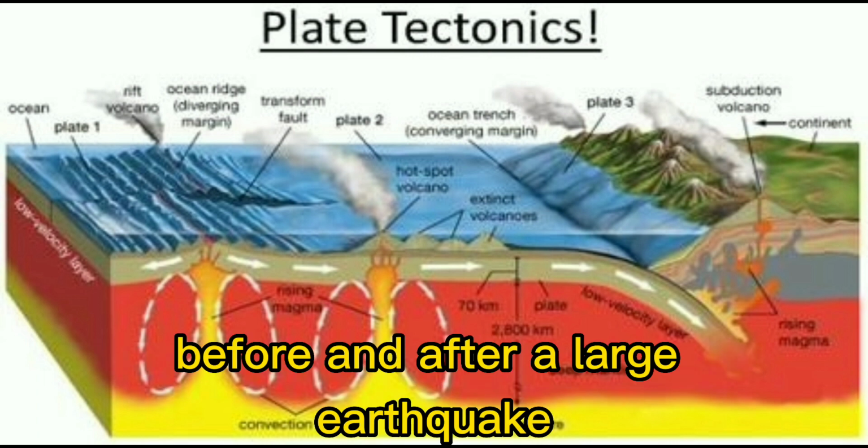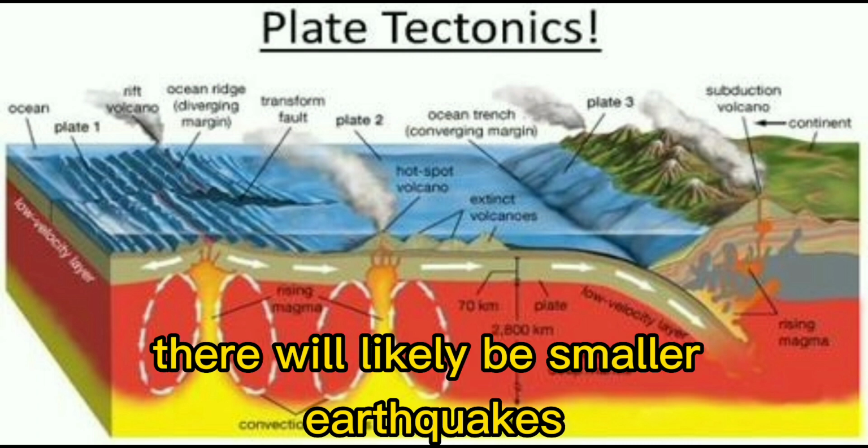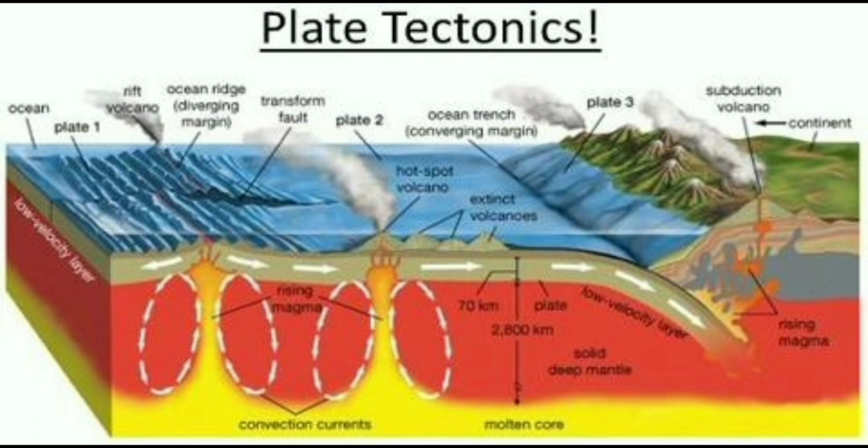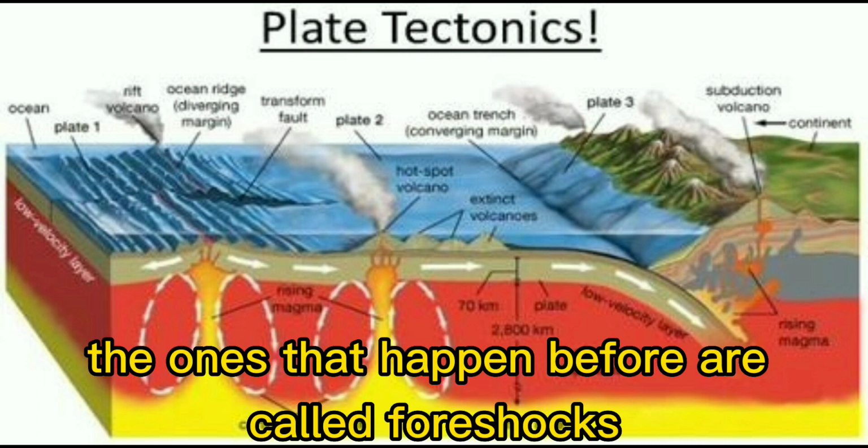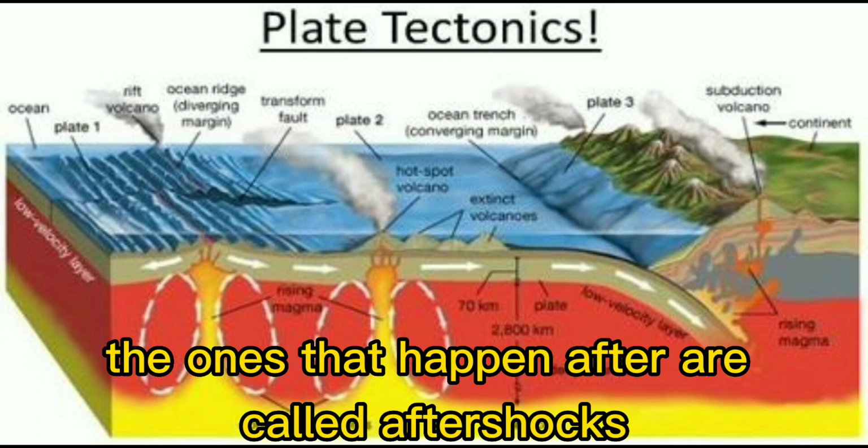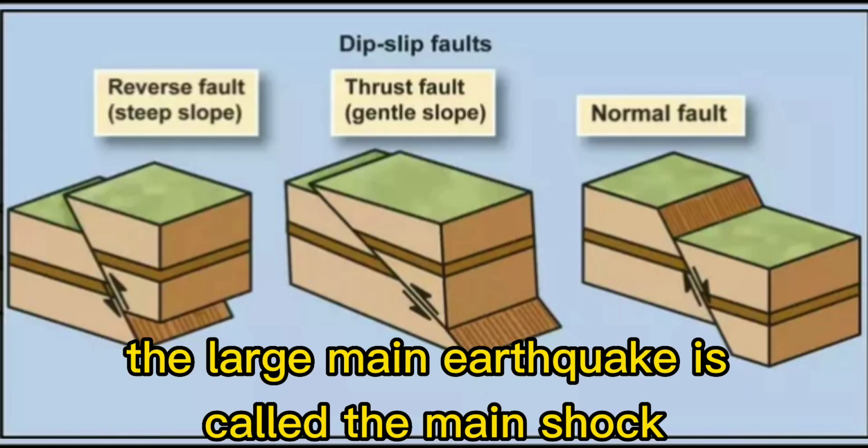Foreshocks and aftershocks. Before and after a large earthquake, there will likely be smaller earthquakes. The ones that happen before are called foreshocks. The ones that happen after are called aftershocks. The large, main earthquake is called the main shock.